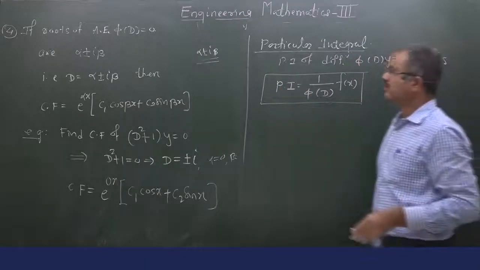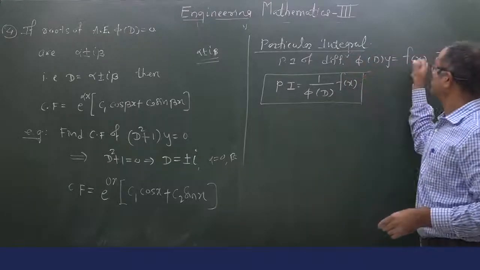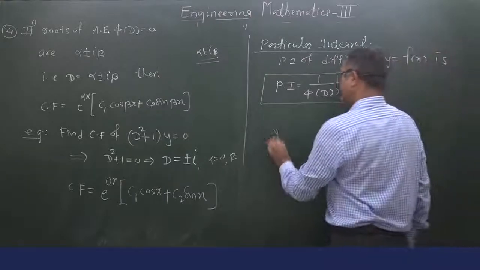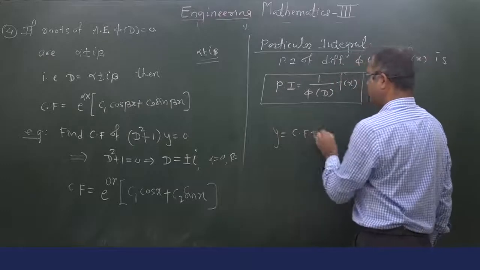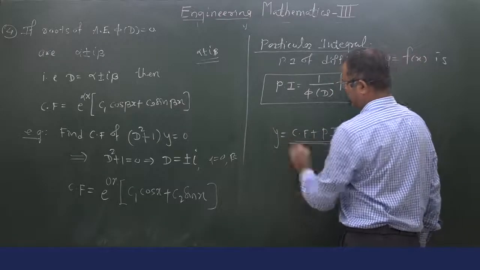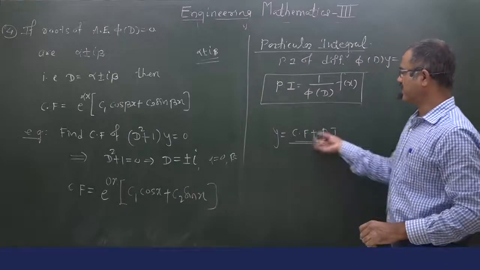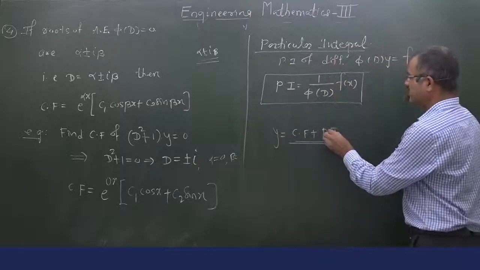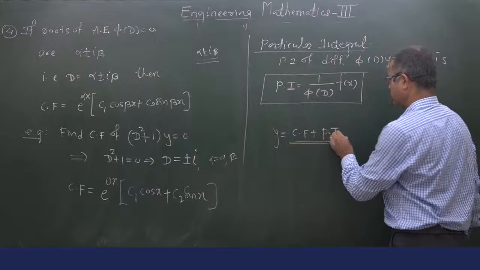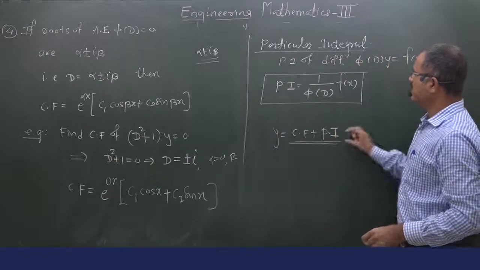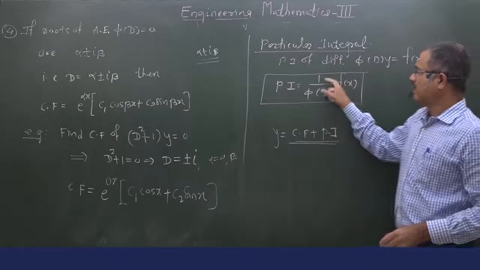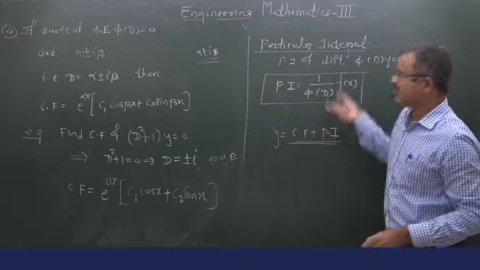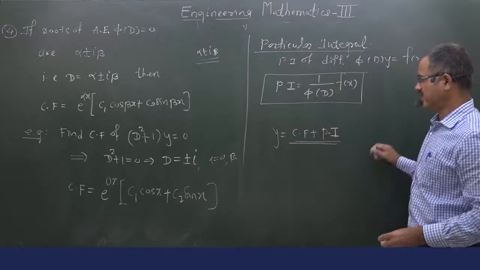As I just said, the solution of phi of D y is equal to f of x is divided into two parts. The first part is the complementary function, and the second part is the particular integral. In the complementary function, arbitrary constants are involved. In the particular integral, there is no arbitrary constant. With the help of this formula, 1 upon phi of D, which is actually the inverse operator, we can calculate the particular integral of any differential equation.